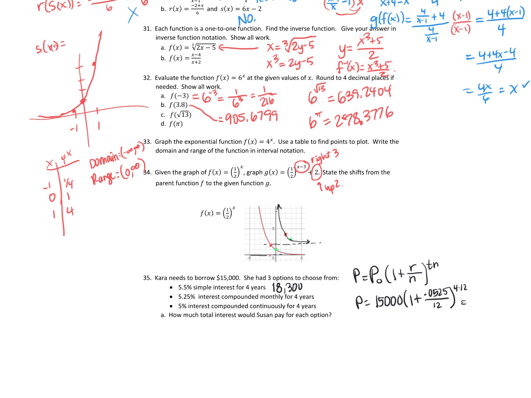So if I compute that all in my calculator, 1 plus 0.0525 divided by 12 raised to the 12 times 4. I need to make sure that 12 times 4 is in parentheses, or I could just write 48. So I get 18,496.70.